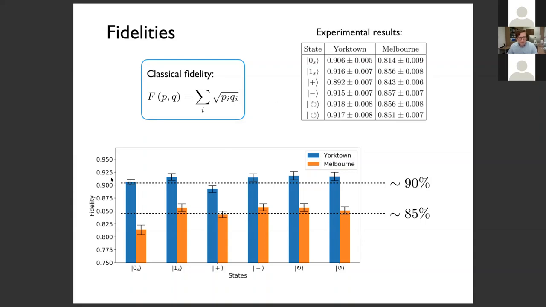So these are the fidelities for the six states under consideration. And you can see that using the Yorktown, the 5-qubit quantum computer, we get fidelities at the level of 90%, which is pretty good. So this is roughly a 20% increase with respect to what we got in 2018. And then using the Melbourne quantum computer, which contains 15 qubits, we get 85%, which is still fine, and it's still better than what we got with the 5-qubit quantum computer 2 years ago. So there is progress.